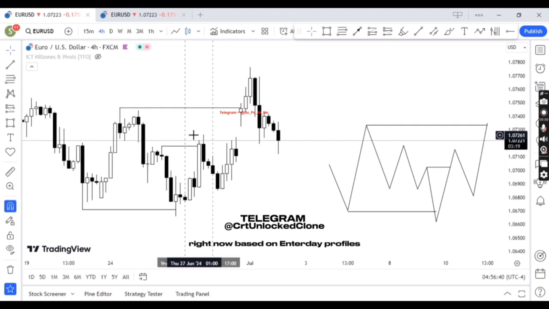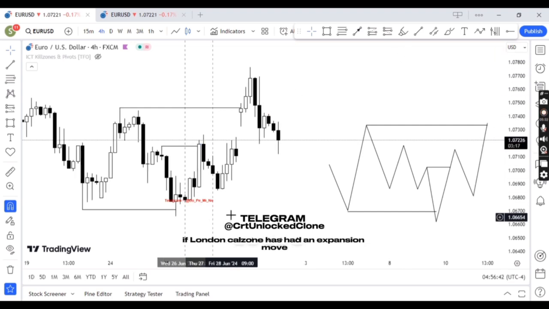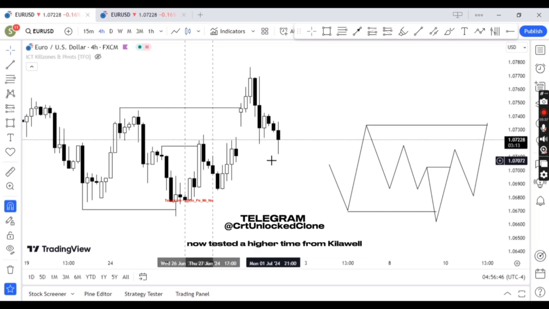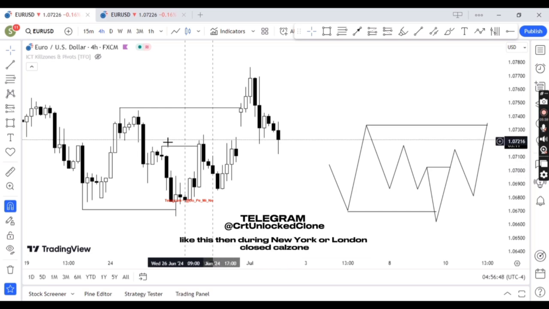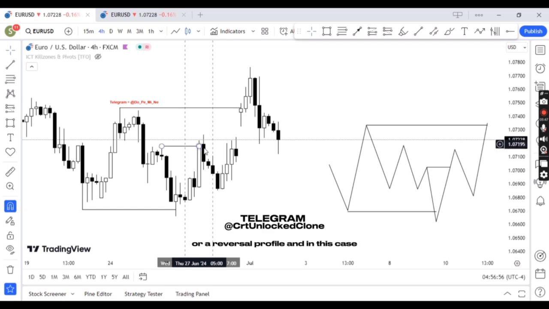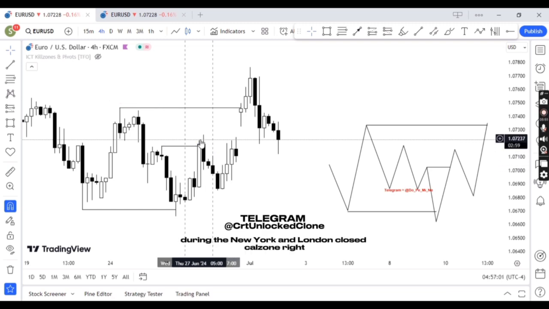Now based on intraday profiles, if the London kill zone has had an expansion move and that expansion has now tested a higher time frame key level like this, then during the New York or London close kill zone we can expect either a retracement profile or a reversal profile. And in this case I expected a retracement profile during the New York and London close kill zone, right?